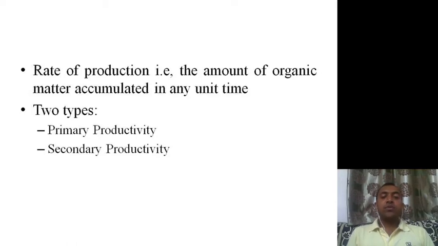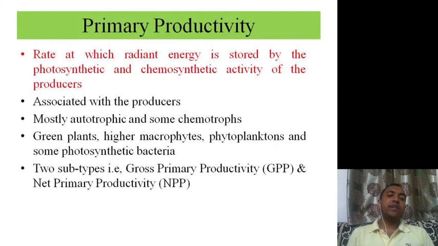They are of two types. One is primary productivity and the other is secondary productivity. So let us see the primary productivity. It's the rate at which radiant energy is stored by the photosynthetic and chemosynthetic activity of the producers. So mostly they are associated with the producers. However, some autotrophs and some chemotrophs are also associated with it. Green plants, higher macrophytes, phytoplanktons and some photosynthetic bacteria are also involved.